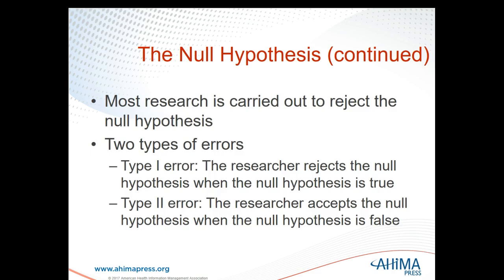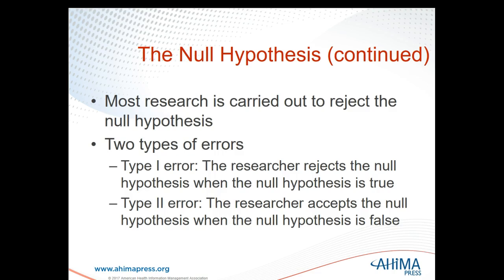So we're going to get into type 1 error and type 2 error. So type 1 error, a researcher rejects the null hypothesis. In other words, the researcher determines that there's a difference between the two populations when the null hypothesis is true, when there actually is no difference between the two populations. So the researcher rejects the null hypothesis when the null hypothesis is true. So in other words, that's wrong. The researcher rejected the null hypothesis, which meant there was no difference between the two populations being researched, when actually there was no difference between the two populations.